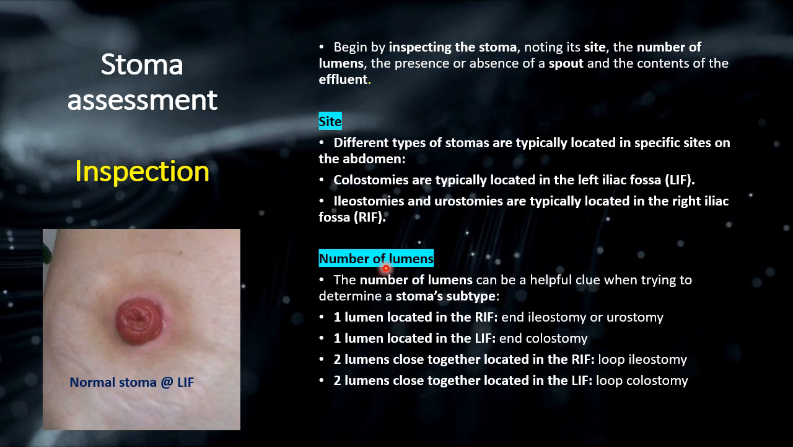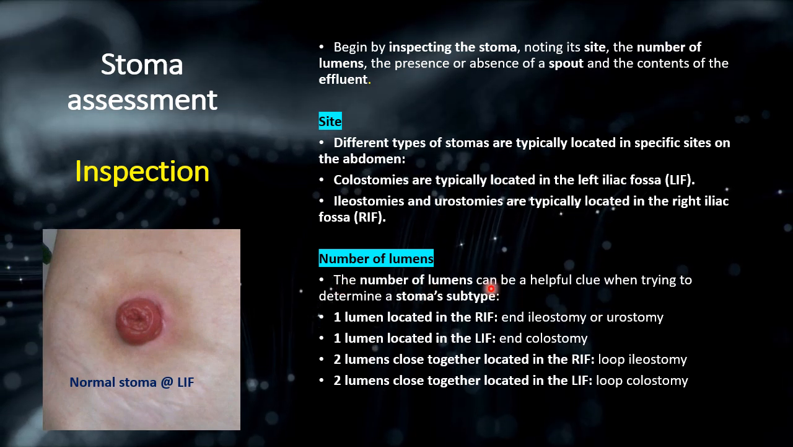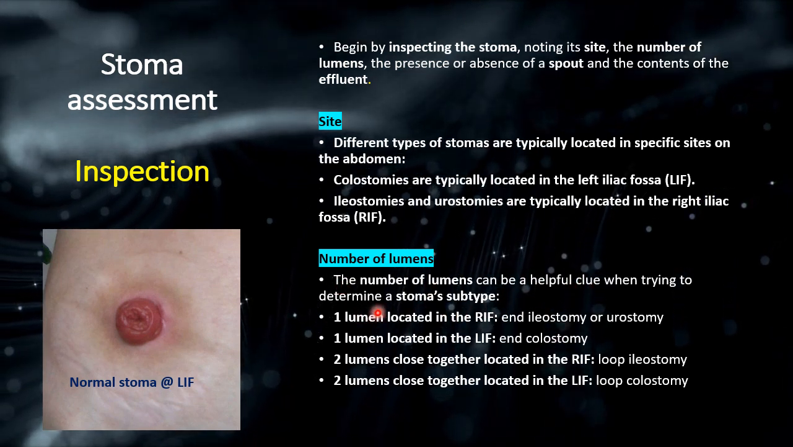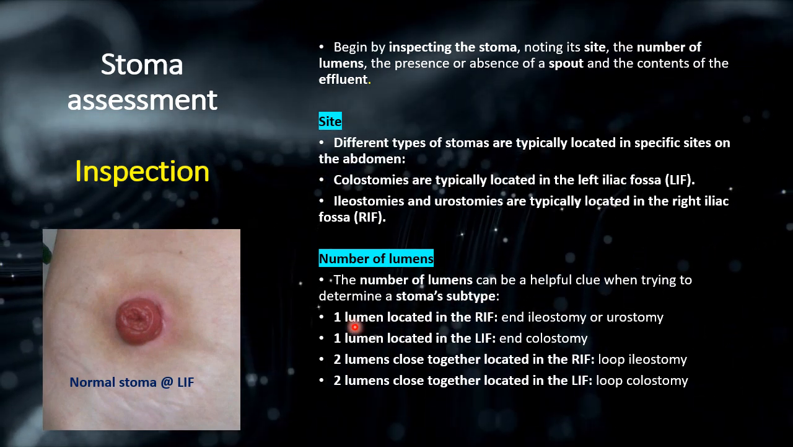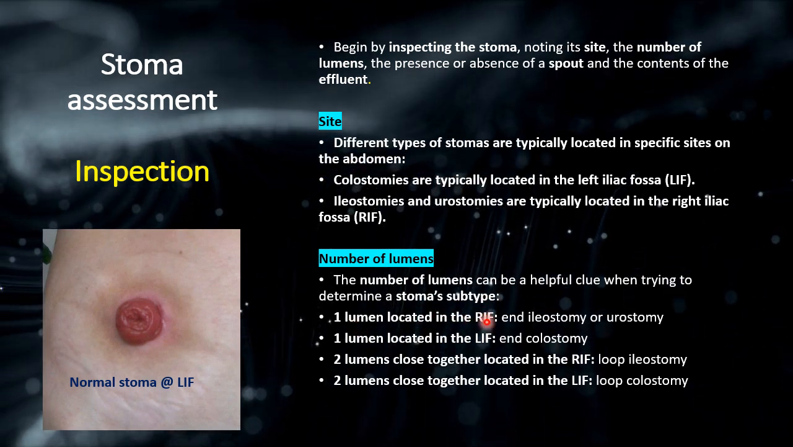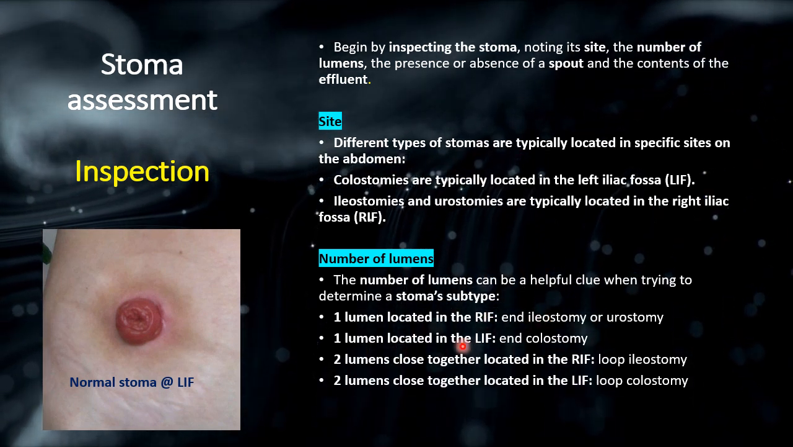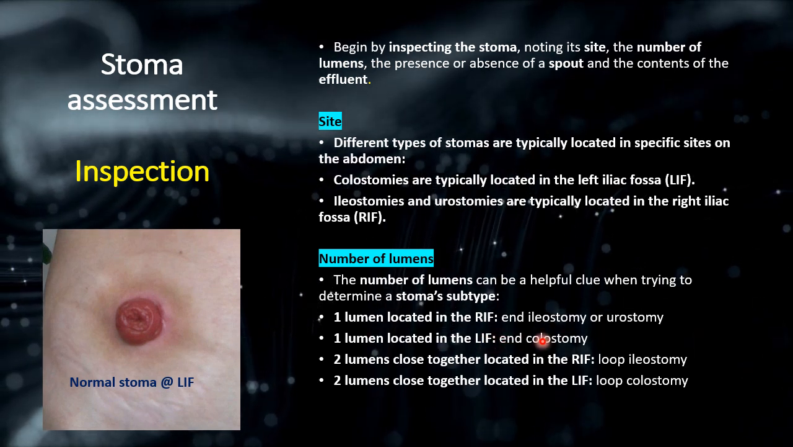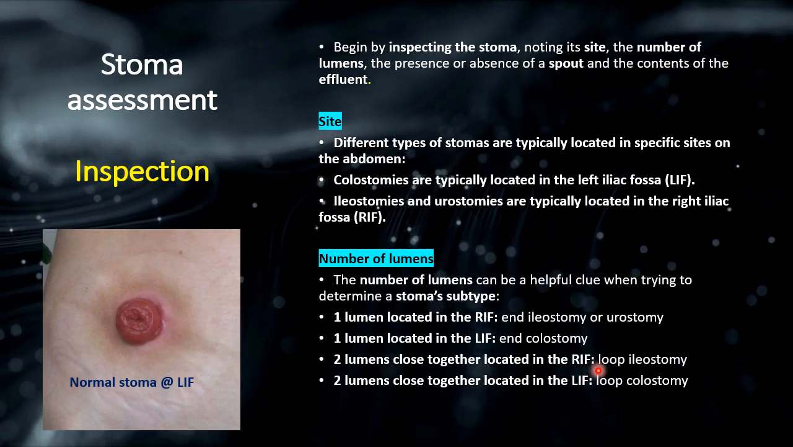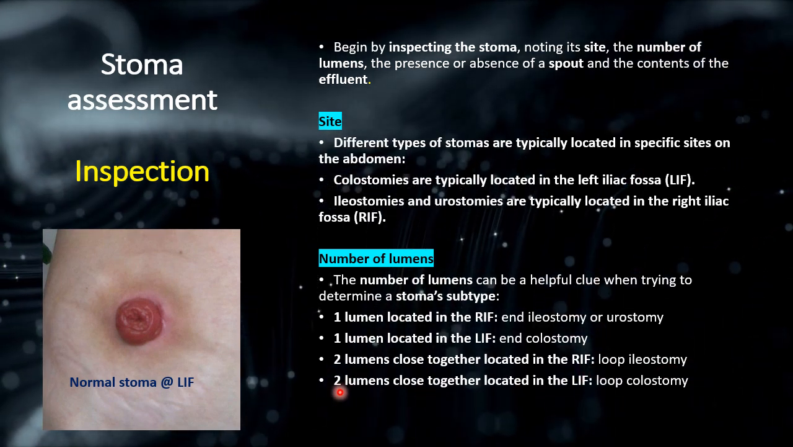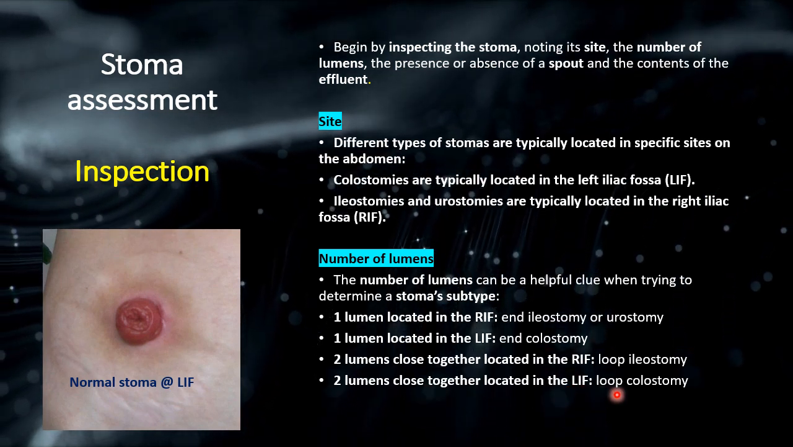Then look at the number of lumens, single or double. This can give you clues when trying to determine the subtype of the stoma. One lumen located in the RIF is an end ileostomy or urostomy. One lumen located in the left iliac fossa is an end colostomy. Two lumens located together in the right iliac fossa is a loop ileostomy, and two lumens close together located in the LIF is a loop colostomy.